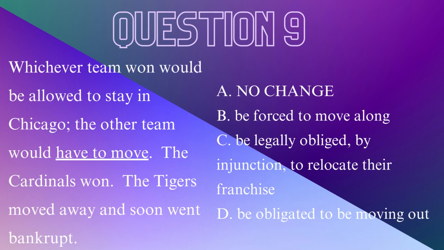Question 9. Whichever team won would be allowed to stay in Chicago. The other team would have to move. The Cardinals won. The Tigers moved away and soon went bankrupt. All right, look at that underlined portion again. The other team would have to move. Or should I say the other team would be forced to move along? Or the other team would be legally obliged by injunction to relocate their franchise?